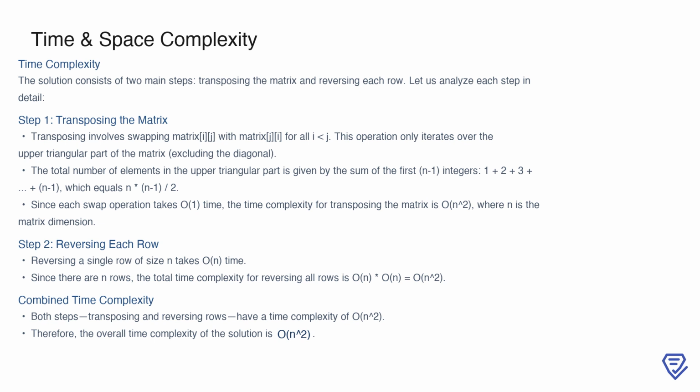The total number of swaps corresponds to the sum of the first n-1 integers, which is calculated as n times (n-1) divided by 2. Since each swap operation is constant time, the overall time complexity for transposing is O(n squared). Now, for reversing rows, each row of size n takes O(n) time to reverse, and with n rows in total, the combined time for this step becomes O(n) multiplied by O(n), which is also O(n squared). When we combine these two steps, the time complexity of the entire algorithm remains O(n squared).